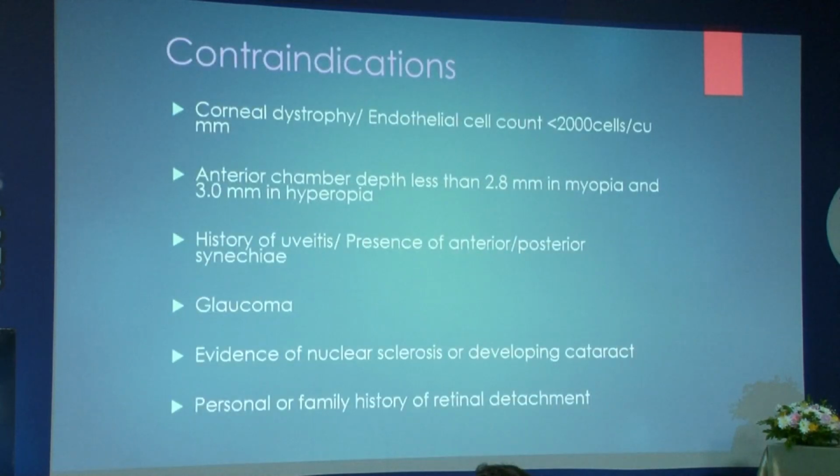So your contraindications would be any ocular pathology, starting from the cornea, corneal dystrophy, or endothelial cell count less than 2000. AC depth, if it is not adequate, you can't put in a phakic IOL. If there is any history of uveitis, any presence of anterior chamber or anterior or posterior synechiae, then you want to abstain from doing such a lens. Glaucoma, even if you are slightly suspecting it, you would want to avoid. Evidence of nuclear sclerosis, of course, you want to avoid because you'd rather remove the lens itself.